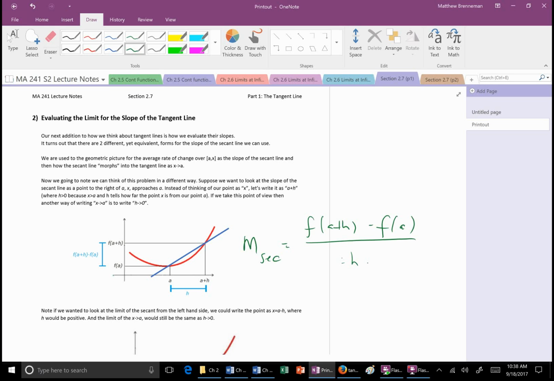And now what am I going to do? Well, as x approaches a, what's that equivalent to in this context? As x approaches a, what's happening to the distance between x and a? It's decreasing, going to 0, right? And what is this distance? It's h. So the key here is to notice that x approaching a is the same as h approaching 0.